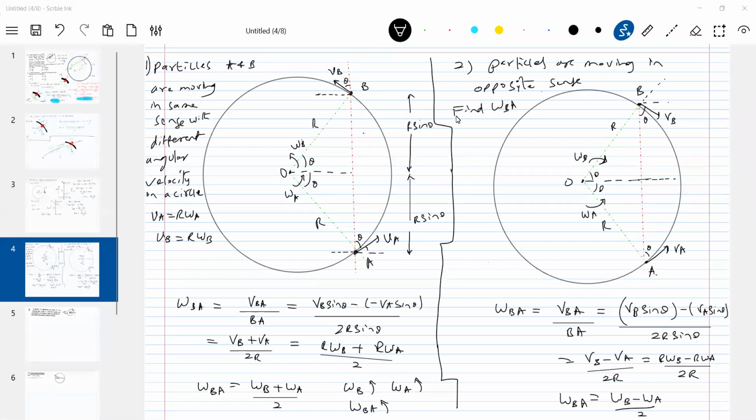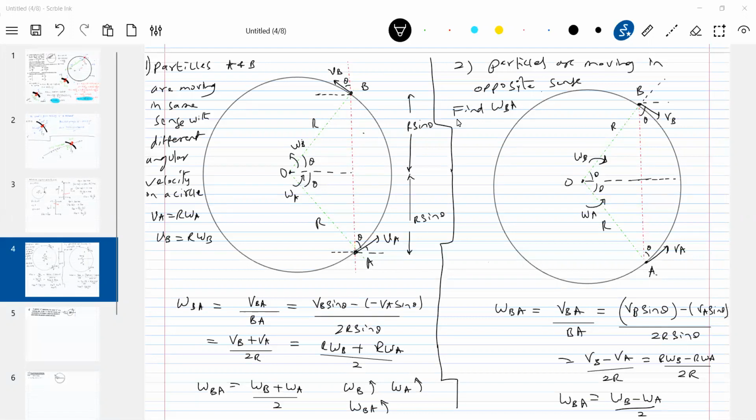The direction of omega BA depends upon which is greater. If omega B is greater than omega A, omega BA will be in the direction of omega B. If omega A is greater than omega B, the direction of omega BA will be in the direction of omega A. The greater one will determine the sign.